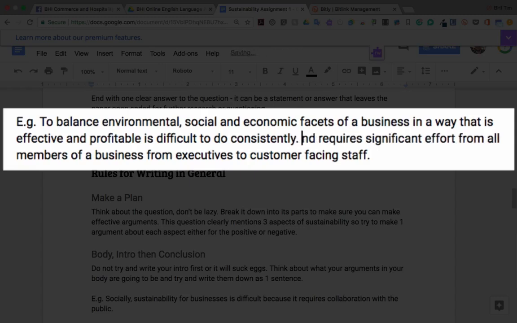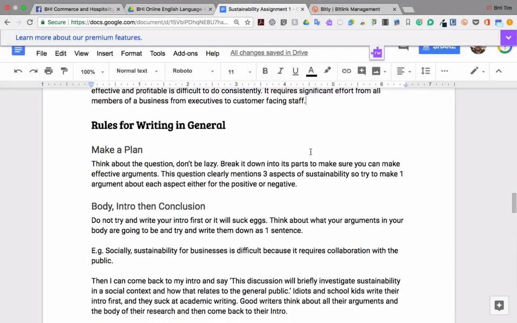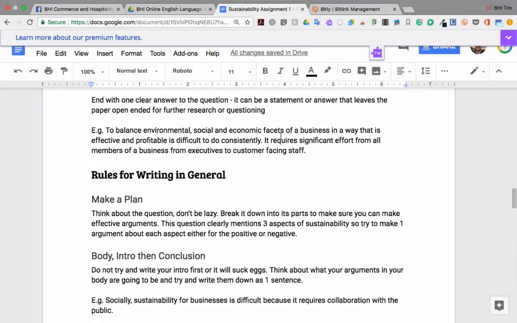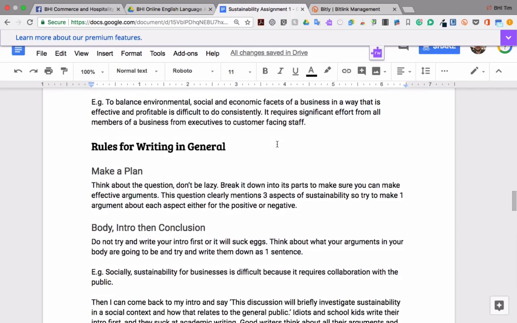Full stop. It requires significant effort from all members of a business, from executives to customer-facing staff. That's just making a direct answer to the question that isn't a grand statement. It's really being realistic and saying what actually needs to be done for that question to be answered.